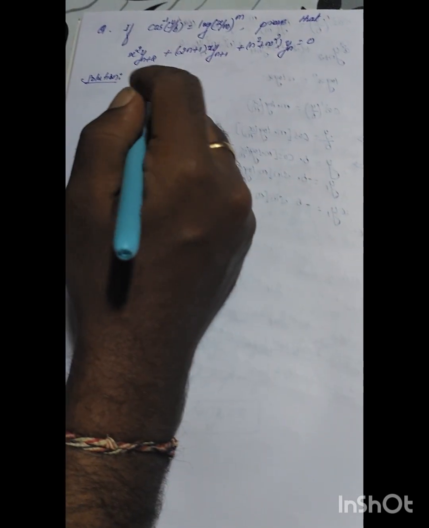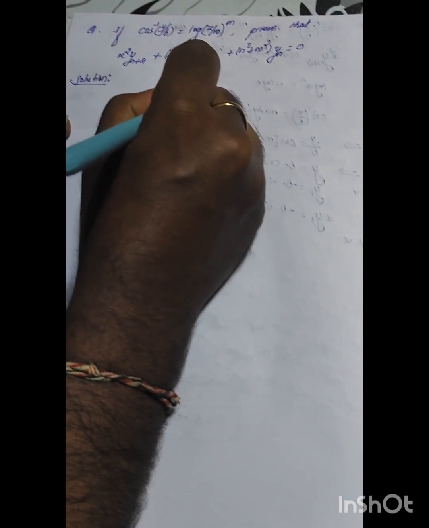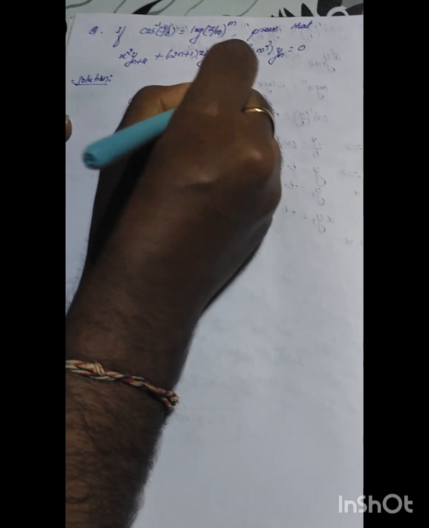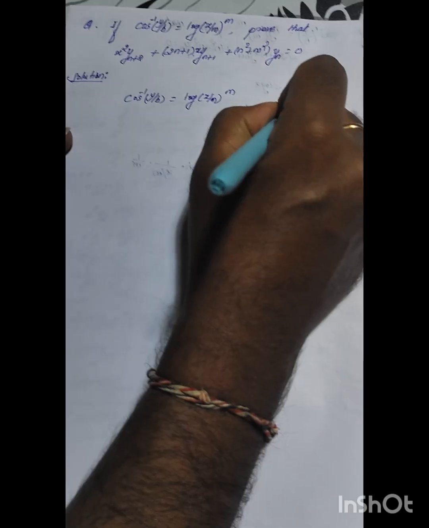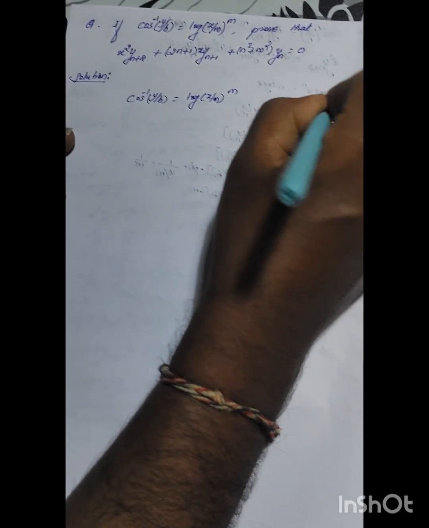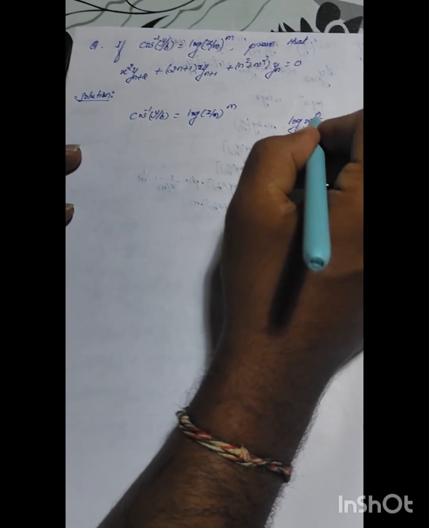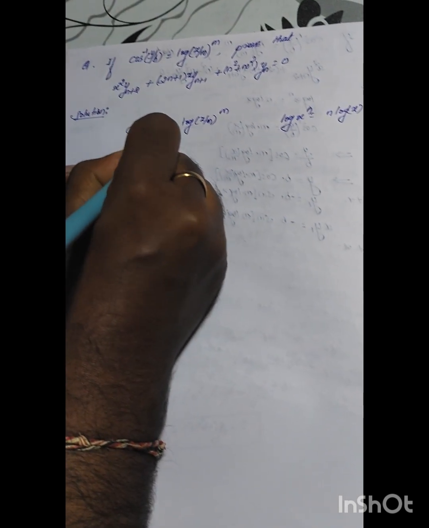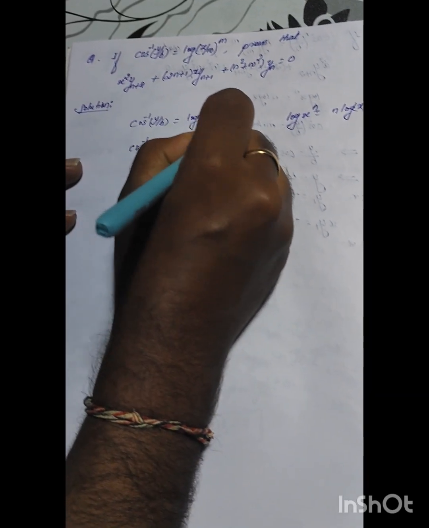So let's start with whatever is given. Cos inverse of y by b will be equal to log of x by m raised to m. We have an identity in log, that log of x raised to n can be written as n log x, right? I mean the power of this term can be taken outside. So the same thing we will do here. So this will become cos inverse of y by b will be equal to m log x over m.